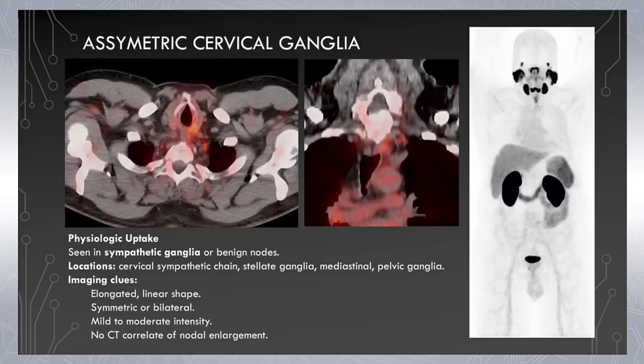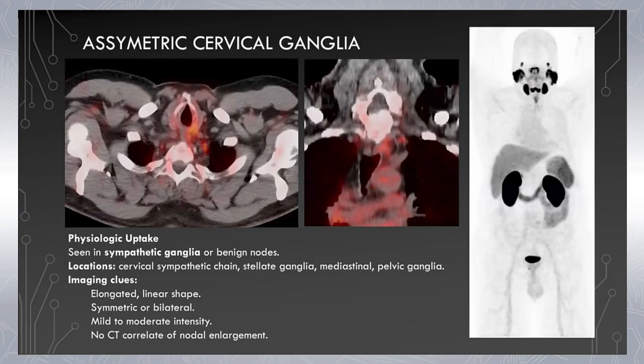These are cervical ganglia. Locations of ganglia may be within the cervical region, mesentery, the mediastinum, the pelvis. The imaging clues of cervical ganglia or other ganglia: they're elongated and linear in shape. They're symmetric and bilateral. They may have mild to moderate intensity. And clearly, they're in areas that are different from where we expect nodal disease.